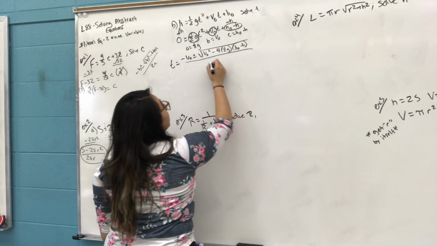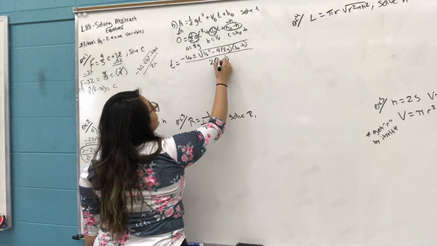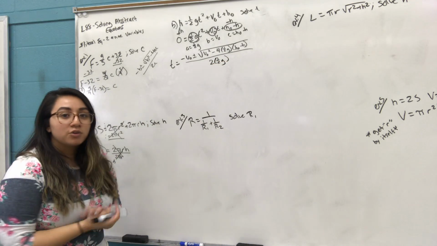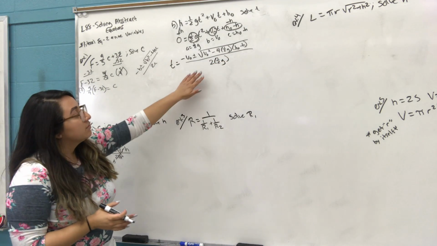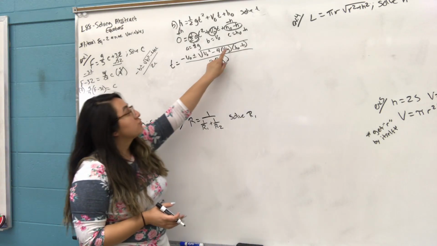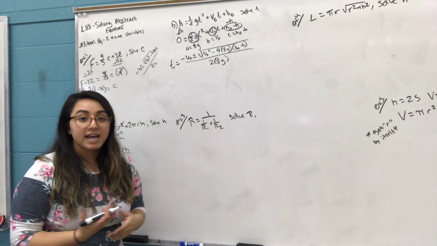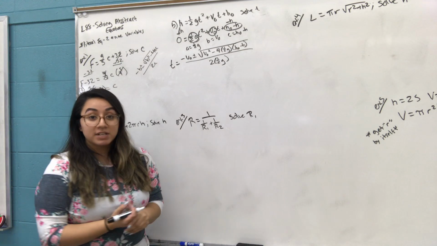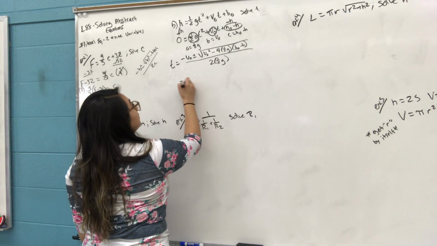Divide this all by 2 times a. A is 1/2 g. So you're going step by step, and you're plugging in what you need to know. Try to include your parentheses as much as you can, because it will make it a lot more complicated if you don't. Now, let's go ahead and simplify.